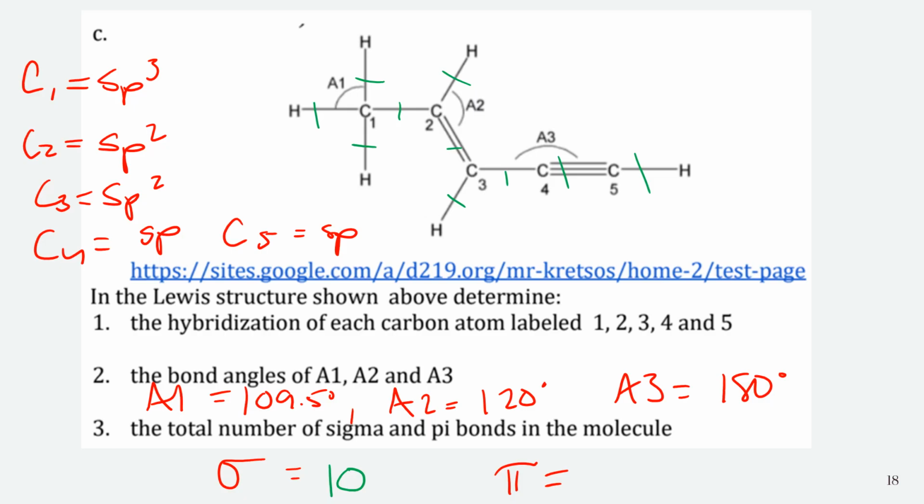And then for the pi bonds, you just count the rest. So you have a double bond here, so I counted for that one. And then I have 2 more from the triple bond. That means there are a total of 3 pi bonds.